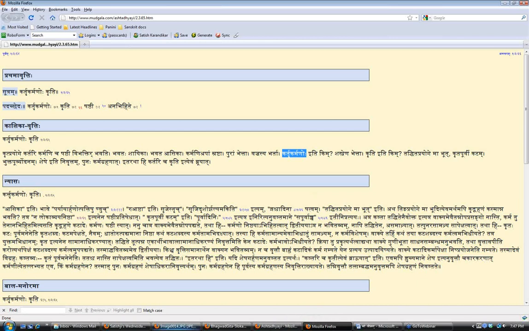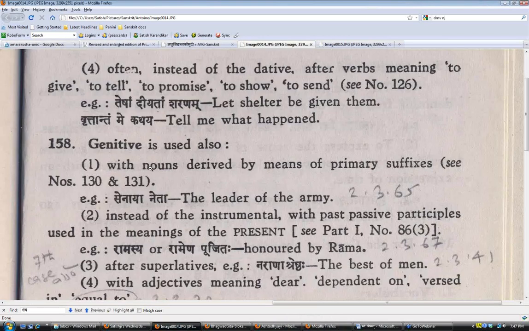So please make a note in the book. In the book, he just says with nouns derived by means of primary affixes, but only the object or the subject of that can take the Shashti Vibhakti. 2.3.65. Okay, so the next one that he used, we're going to see some.